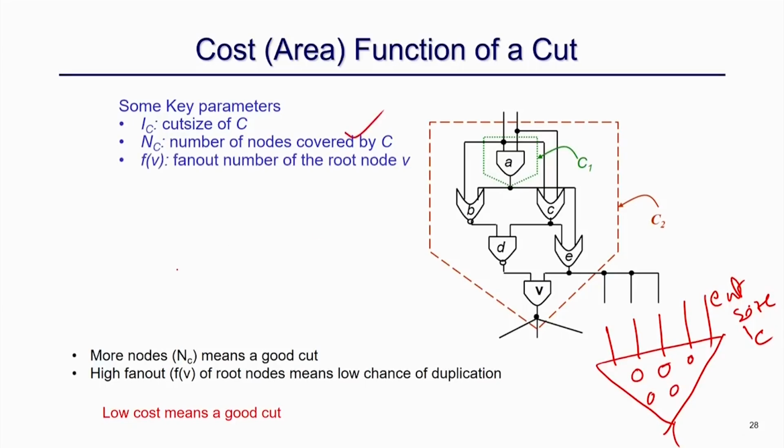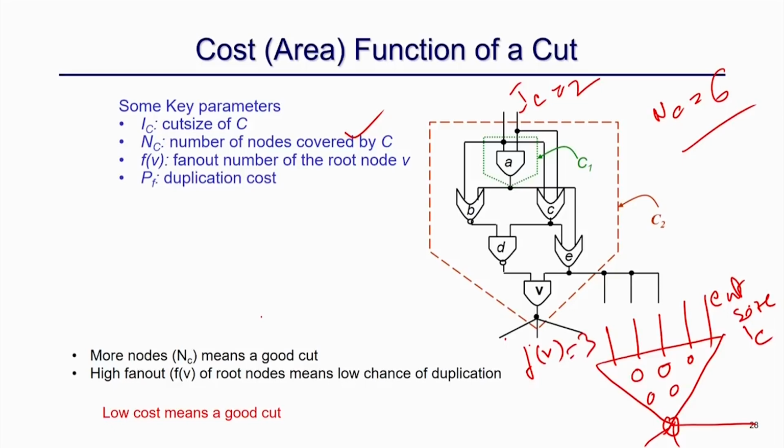And then FV is the fan out number of the root node. For the output node, what is the fan out? There may be multiple fan outs here. This is FV, and this is IC. For this cut I have 2 inputs, so IC equals 2 here. What is NC for this cut? 1, 2, 3, 4, 5, 6. So, NC is 6 for this cut, and FV equals 3 for this cut. Then PF is the duplication cost, which I will talk about. The cost contribution from this particular cut is given by this factor. This is the primary factor: IC by NC plus FV. What does it mean? More nodes in the graph means it is a good cut.